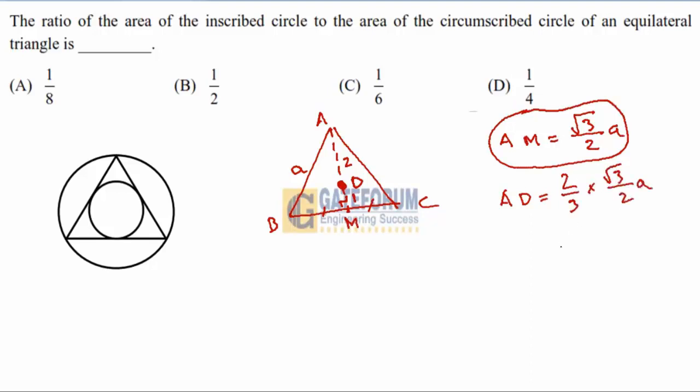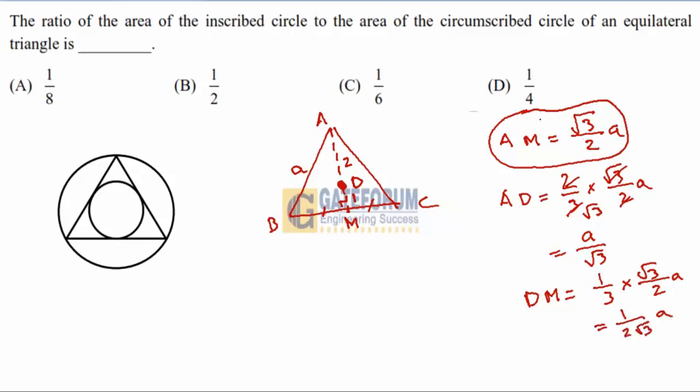I hope you can understand, which would be nothing but A by root 3, and DM would be nothing but 1/3 of root 3 by 2 A, because this whole AM is divided in the ratio of 2:1. So I'm taking the smaller one. So that would be equal to A by 2 root 3. So I presume we all understand this funda.